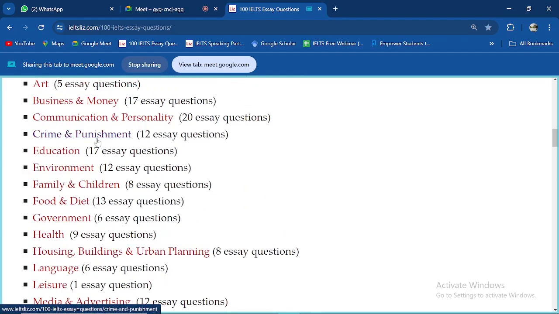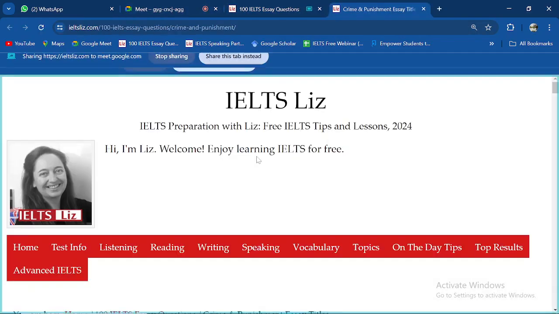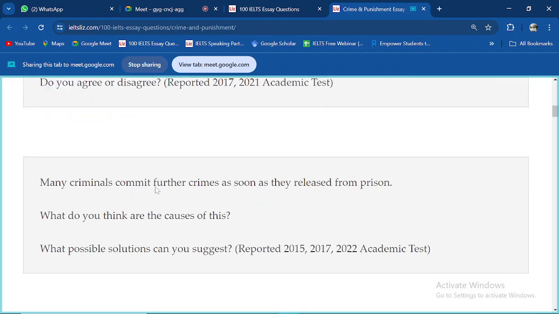And for example, if we open crime and punishment and I shift my slides, so you can see the crime rate is decreasing compared to the past due to advanced technology which can prevent and solve crime. It has been repeated twice so far. Many criminals commit further crimes as soon as they are released from prison. What do you think are the causes of this? What possible solutions can you suggest?